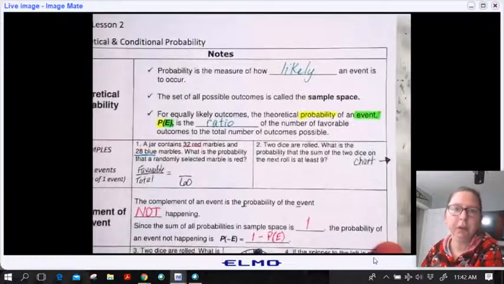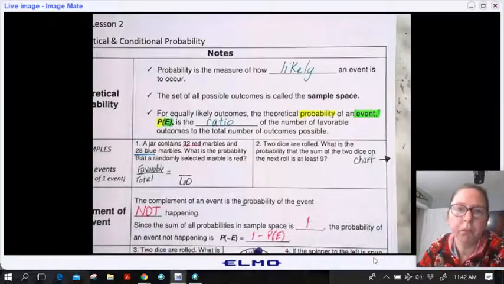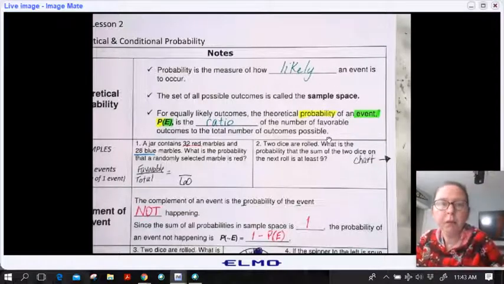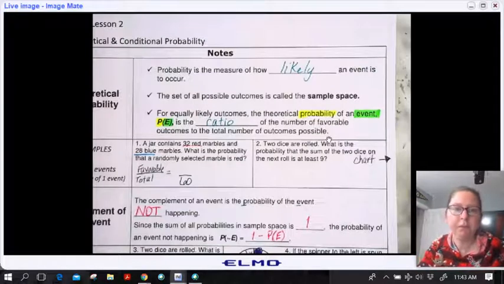Theoretical probability is the measure of how likely an event is to occur. The set of all possible outcomes is called our sample space. To find the theoretical probability of an event with equally likely outcomes, notice that I have a P from the word probability, and E here is the event. This is going to look like a ratio. On top will be the number of favorable outcomes. On the bottom will be the total number of possible outcomes.